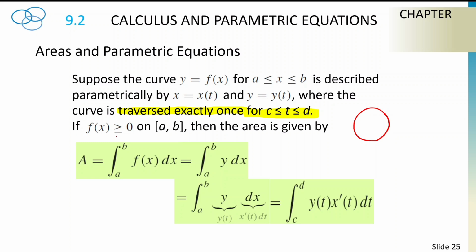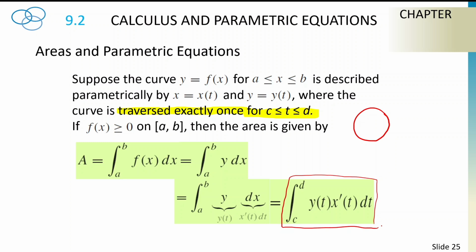If the function is greater than or equal to 0 over the interval from a to b, then how do we introduce the parametric equations? The area is basically the integral of y dx. If I change y into y of t and dx into x prime of t dt, it's y of t x prime of t dt. Since we changed it in terms of t, I need to take the boundaries of t. So t is between c and d, not a and b. So now this is the integral from c to d of y x prime dt.